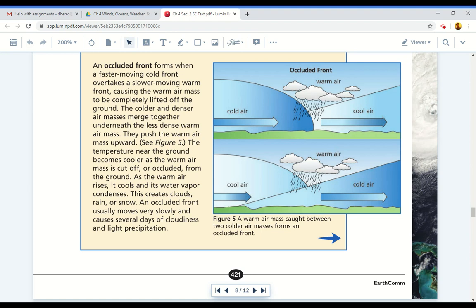As the warm air rises, it cools and its water vapor condenses. This creates clouds, rain, or snow. An occluded front usually moves very slowly and causes several days of cloudiness and light precipitation.